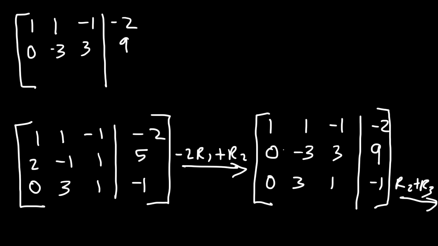So if we add R2 plus R3 from column 1, that's 0 plus 0, so that's equal to 0. And for column 2, R2 plus R3 is going to be negative 3 plus 3, which is 0, which is what we want. And then for column 3, it's 3 plus 1, which is going to be 4. And then for the fourth column, 9 plus negative 1 is 8.